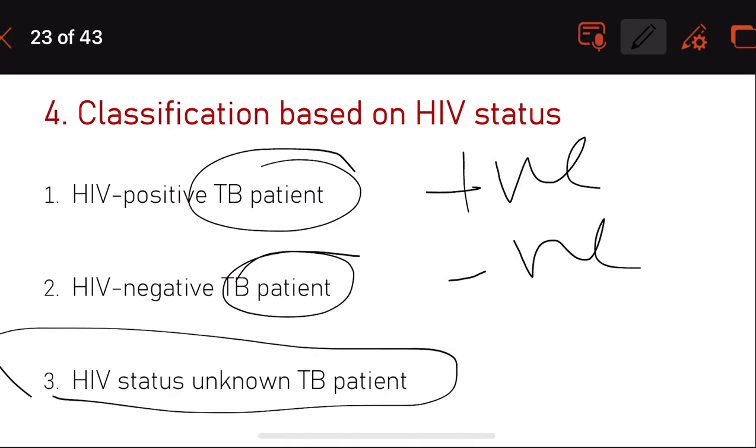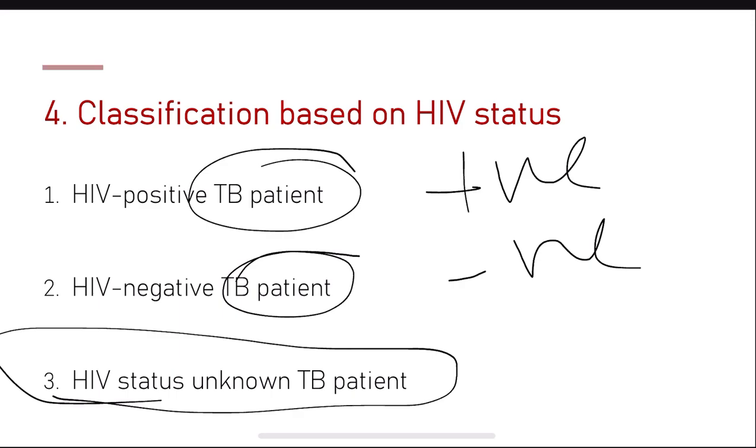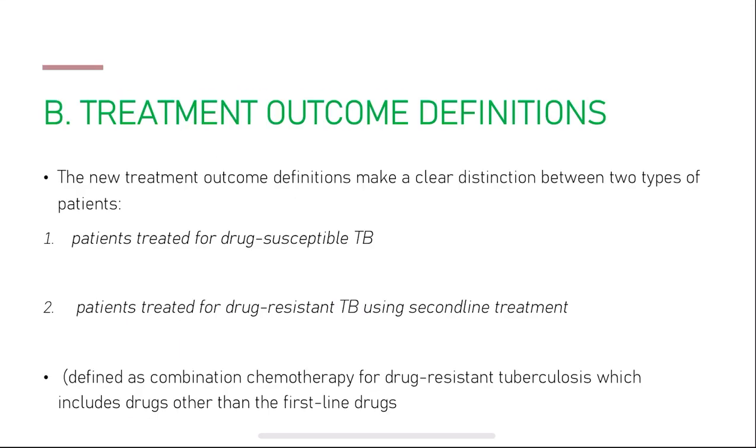And HIV status unknown TB patients. HIV status unknown TB patients refer to any bacteriologically confirmed or clinically diagnosed case of TB who has no result of HIV testing. Okay, he has no results of HIV testing. Moving further to the treatment outcome definitions.